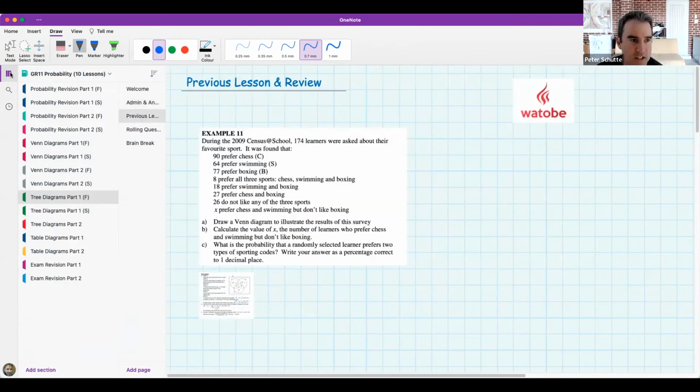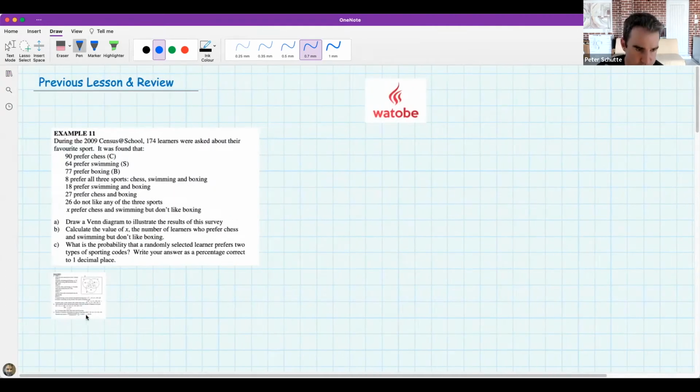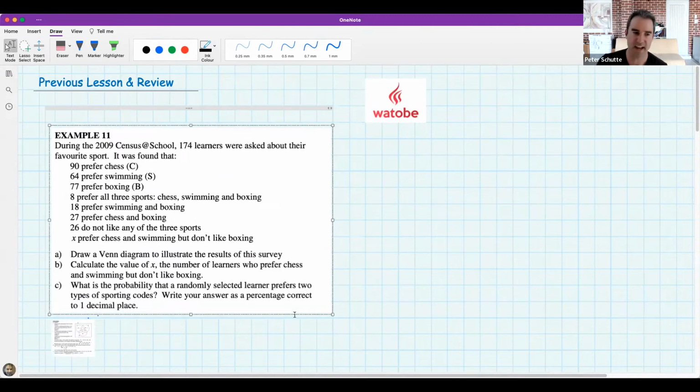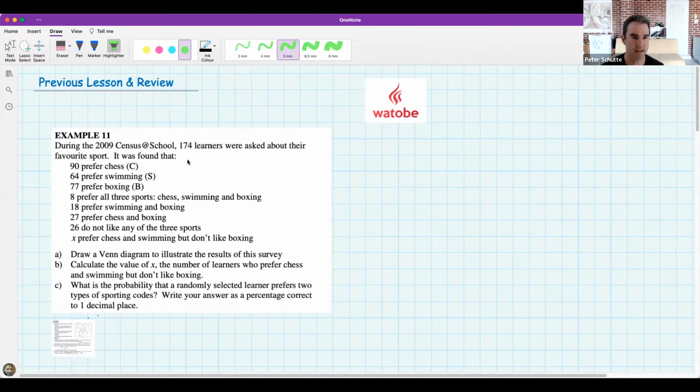We were talking about a Venn diagram question. This is a typical Venn diagram question, which has lots of information. Just to remind you, a Venn diagram allows us to do probability calculations with different groups. But I want us to do this question together. Question A says, draw a Venn diagram to illustrate the results of the survey.